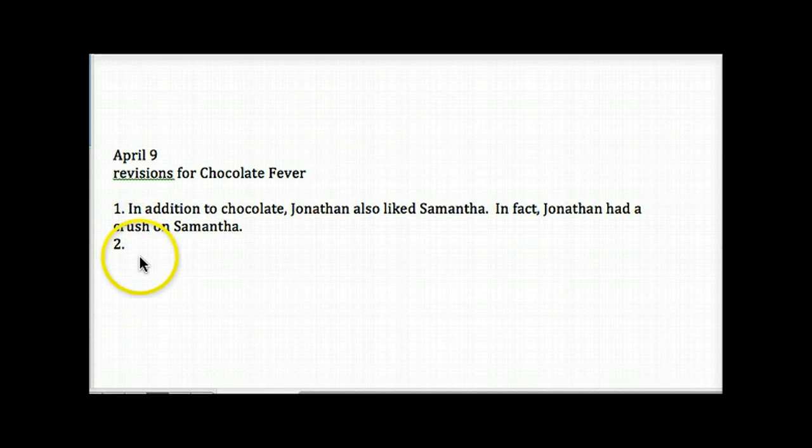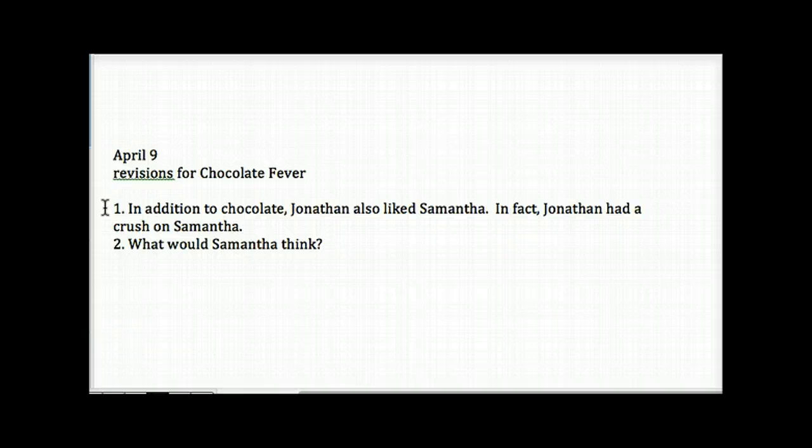So in my writer's notebook, I'm going to go down to the next blue line and write the number 2, and then I'm going to write my revision. So again, I think what he's most concerned about is what Samantha's going to think. So that's what I'm going to write here. What would Samantha think? What would she think? Now he's concerned.